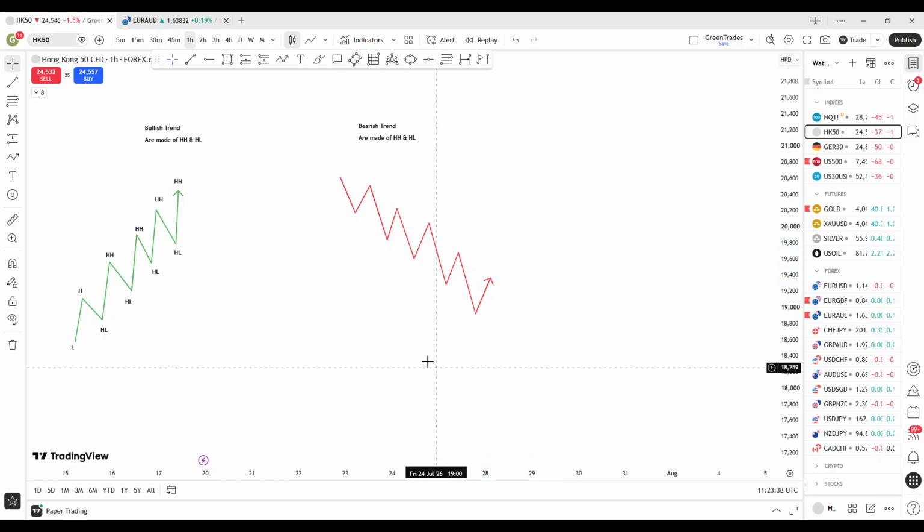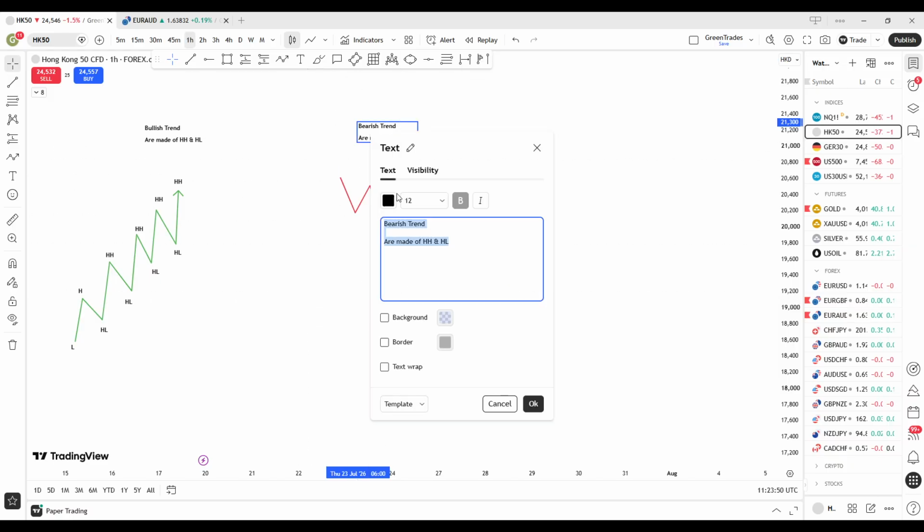So anytime a market is moving down, if bullish trends are made up of higher highs and higher lows, it means that bearish trends are going to be made up of lower lows and lower highs. Remember what I said, it's just lows and highs in the market.